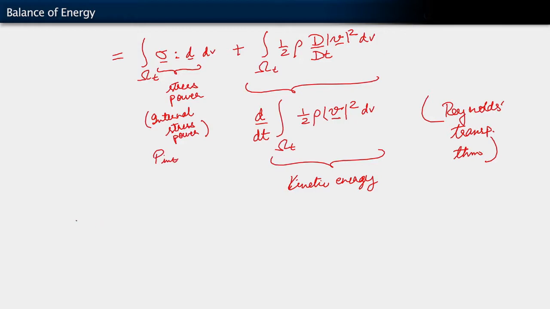So what we have then as our final form of the balance of mechanical energy is the following. The power of the external forces on the body, because we were looking at a rate term, goes into the stress power, which is that first integral, which tells us how the stress is acting on the material surrounding it and deforming it and thereby doing work on the material. And it also goes into changing the kinetic energy of the body.